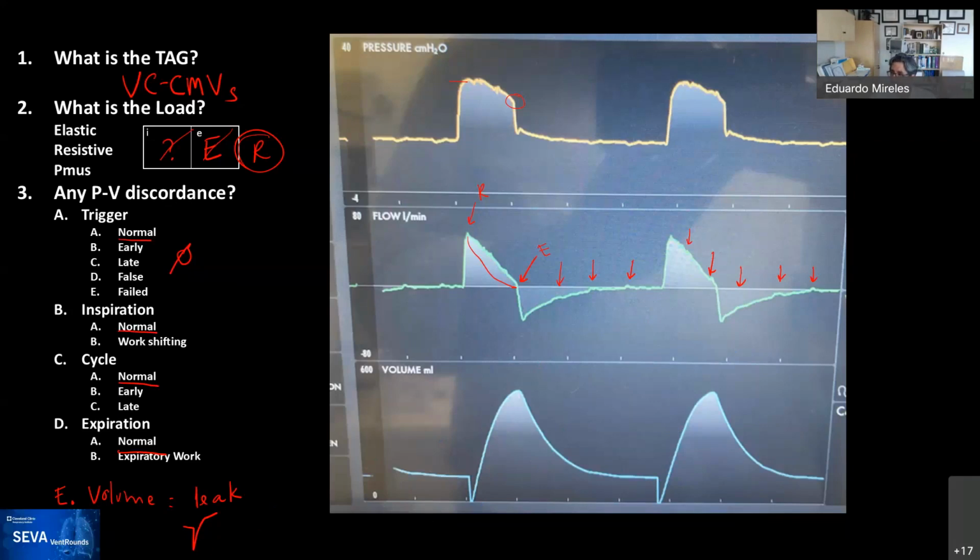Questions? So I had reasoned, and you could tell me if my reasoning is correct or not, that since flow, I guess, was able to get pretty close to zero, that made air trapping a little bit less likely. Although I guess you can still have flow reaching zero and still have air trapping. But that was my reasoning for thinking more leak. So one of the key items to recognize is that in auto PEEP or air trapping, the discrepancies on exhaled air are temporary.